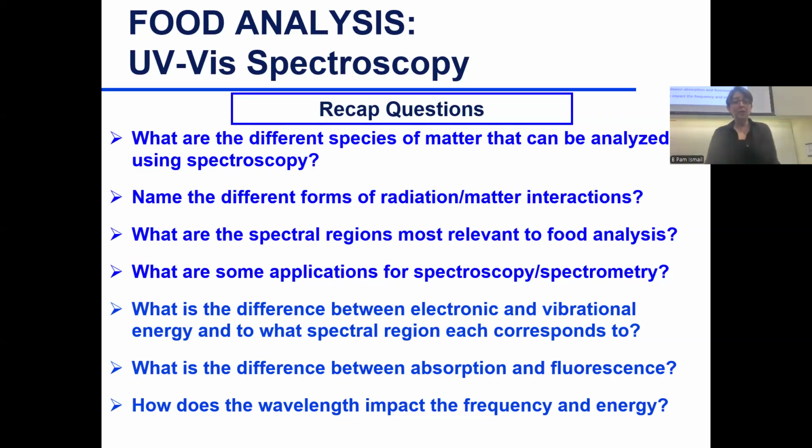All right, name the different forms of radiation matter interaction. So when light interacts with matter, what do we get? We get either absorption or emission, fluorescence. Very good. So absorption, fluorescence.